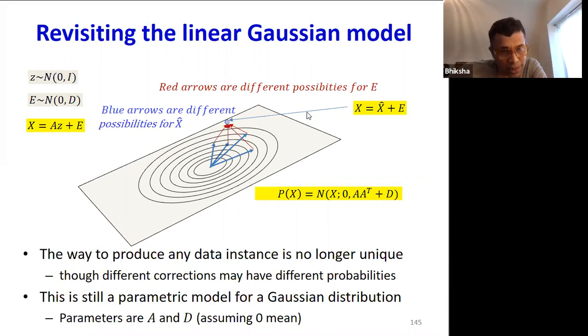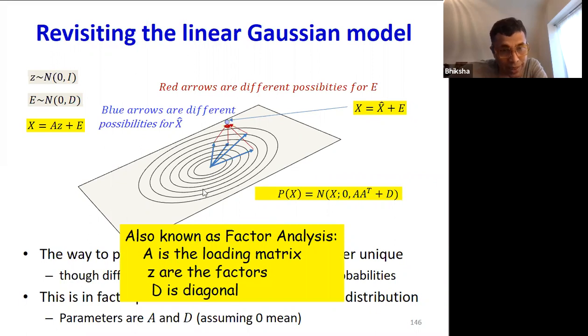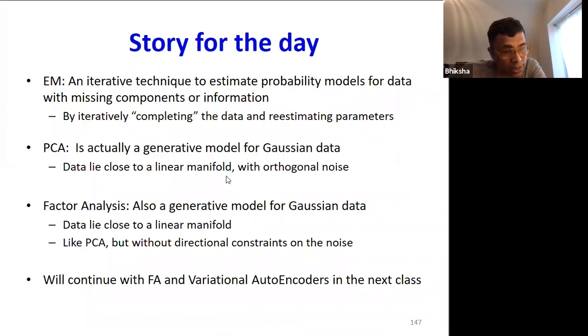And so this is still a parametric model for a Gaussian distribution. The parameters are still the parameters of the plane and the covariance matrix of the Gaussian noise that you're adding. This is in fact what is known as factor analysis. A is known as the loading matrix, D is a diagonal, and the position on the plane Z is what is known as the factor. And the key problem is that the manner in which you generate data is no longer unique. And so you will not have closed form solutions using standard assumptions like you do in the case of PCA.